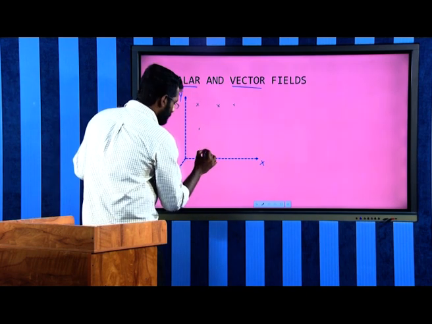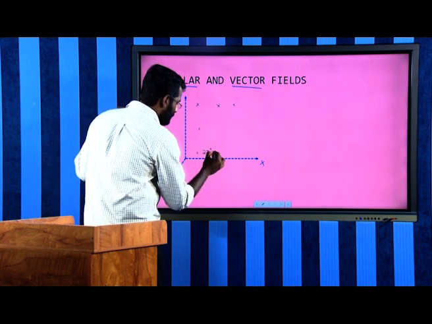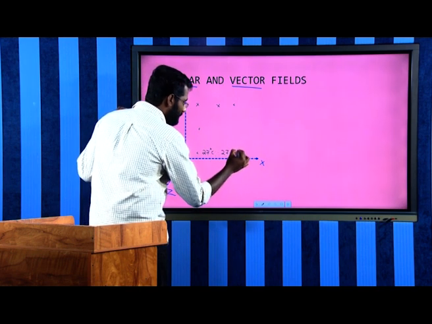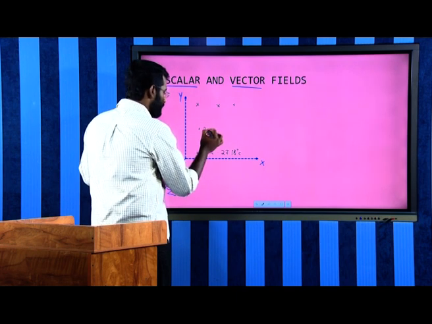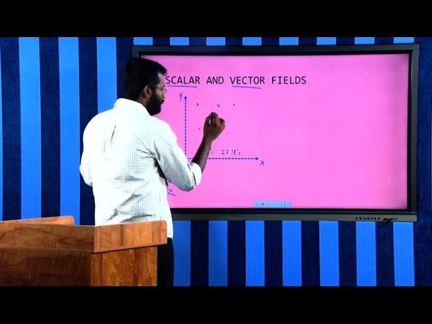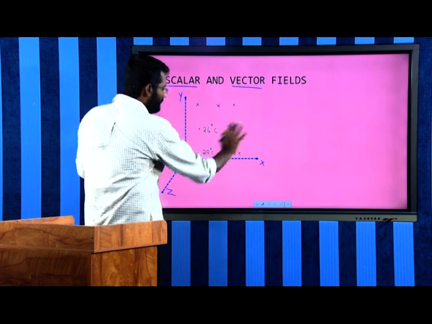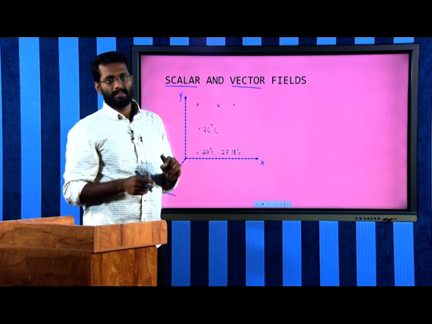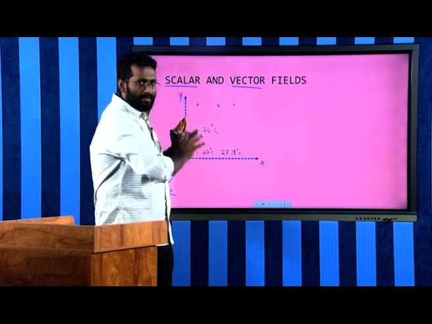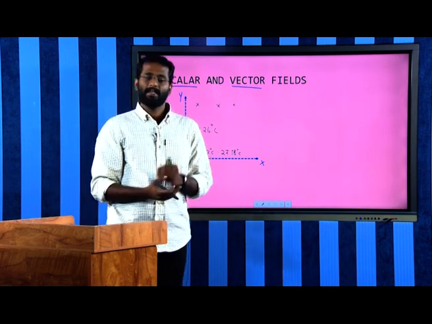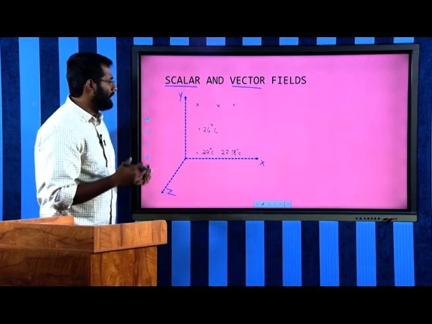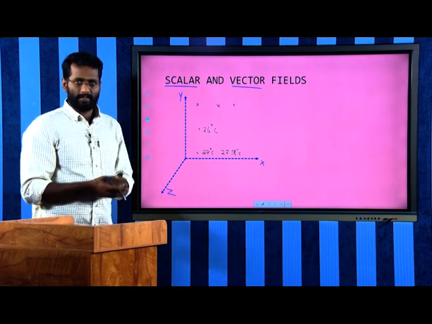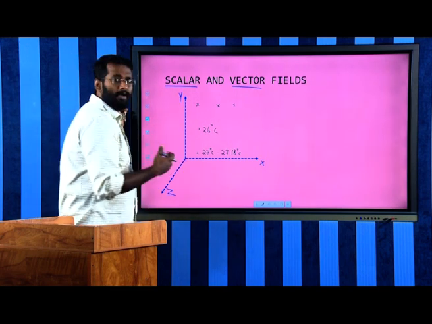For example, some 27 degrees Celsius here, and here it is 27.18 degrees Celsius, and at this point some 26 degrees Celsius. So each point in this three-dimensional space, not only on the xy plane, I can associate a particular scalar, and that distribution of a scalar quantity is called a scalar field. There are many examples for that. One classic example is temperature, and another is density.